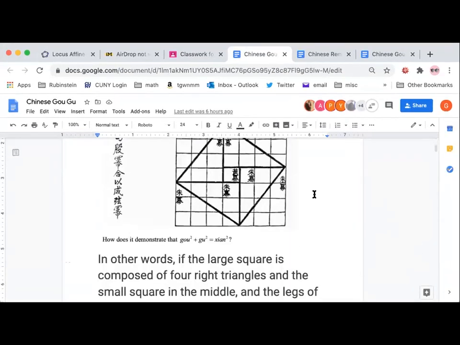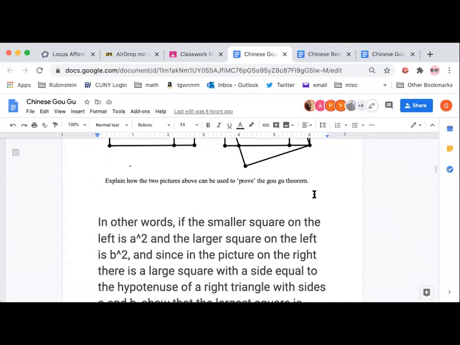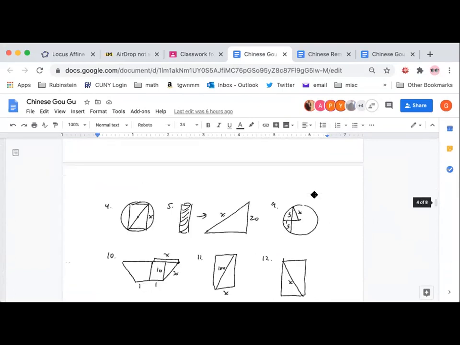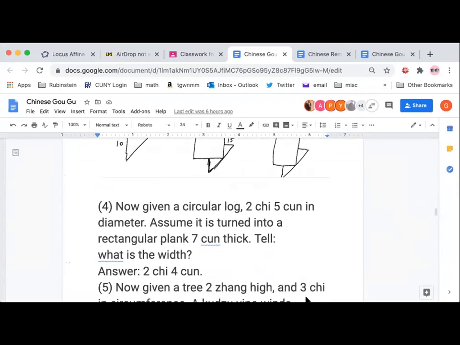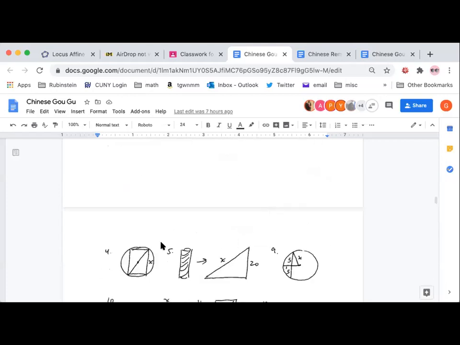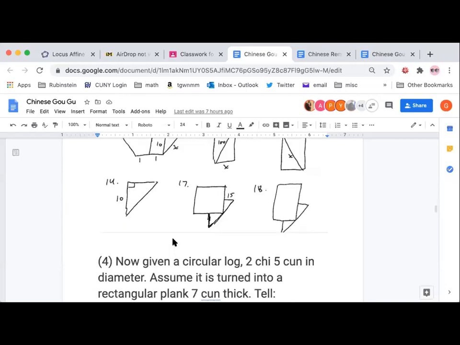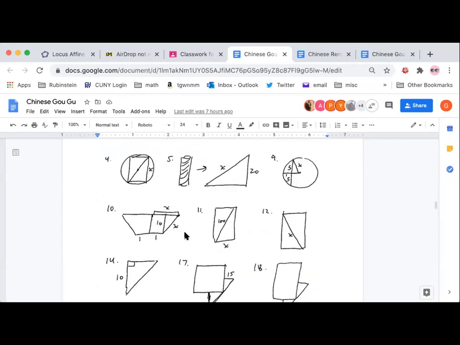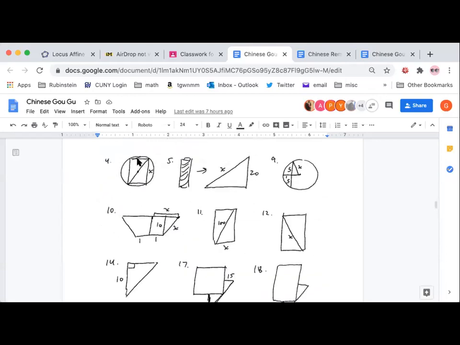So you see we have the different pictures that we did, and then I've got the questions. Some diagrams might help you out. And here they are. Now these have the answers also. Now number 4 says there's a log. Kun is 1/10 of a chi. I do have a picture for number 4. It's hard. It's about a log that's turned into a plank. There's so many ways to turn a log into a plank. They mean like this. This is the cross section of the log, and they cut it out so it's like a rectangular prism.